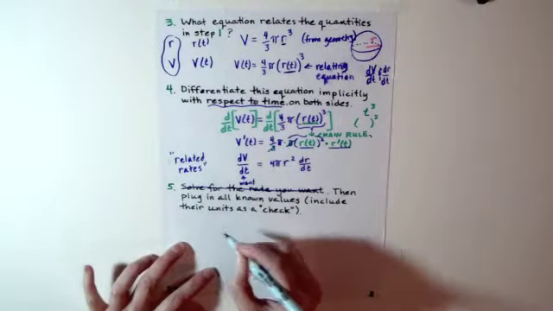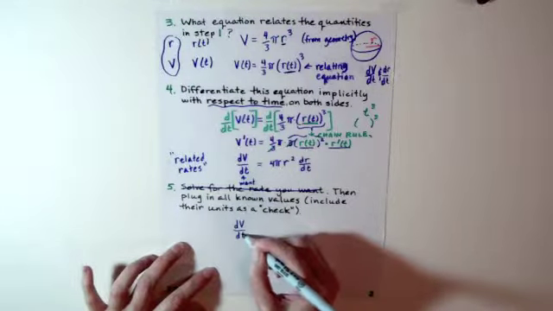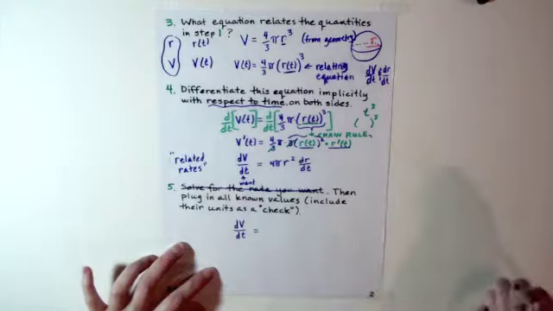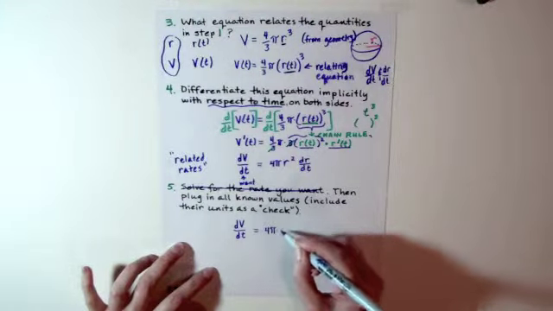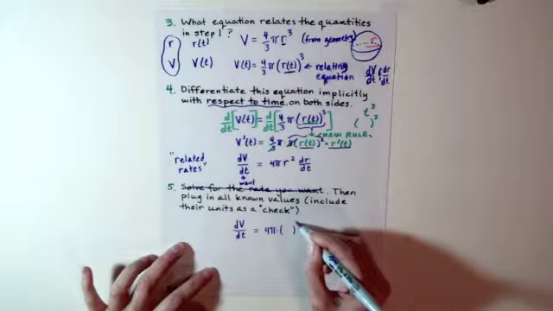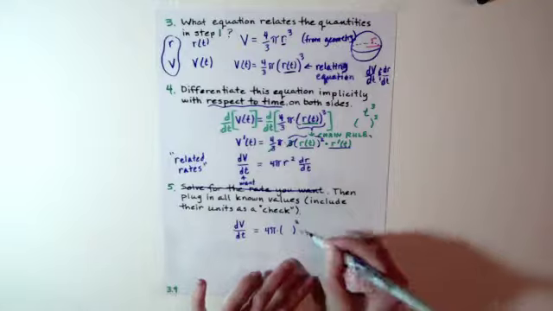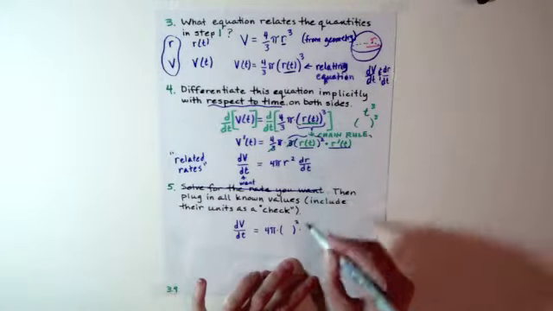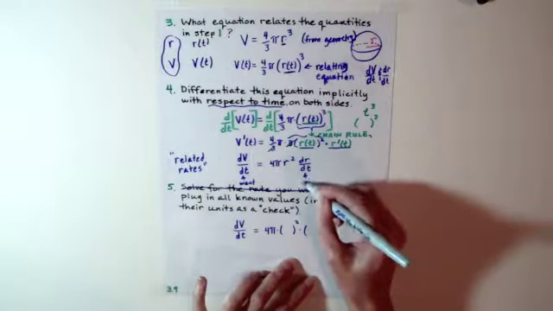Well, dv dt is the thing that I want. So that I'm going to leave alone as what I'm looking for, an unknown. I have a 4 times pi times, and then I have an r squared. So let's see if we can figure out what value I should plug in for r. And then I have a dr dt, which was the rate that I knew. This was the rate that I know.